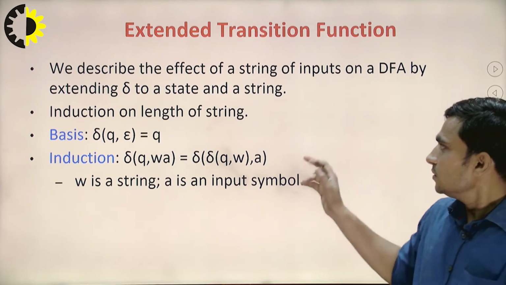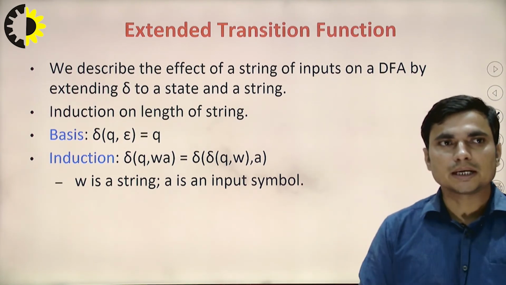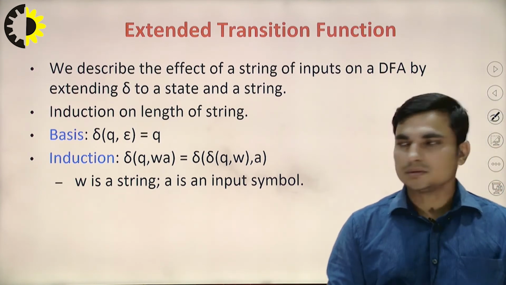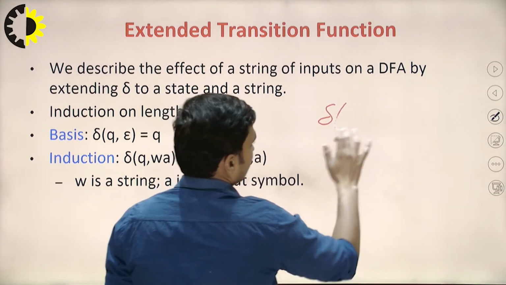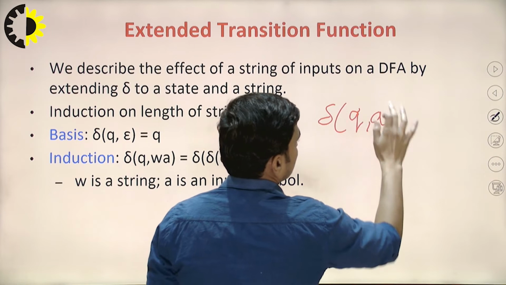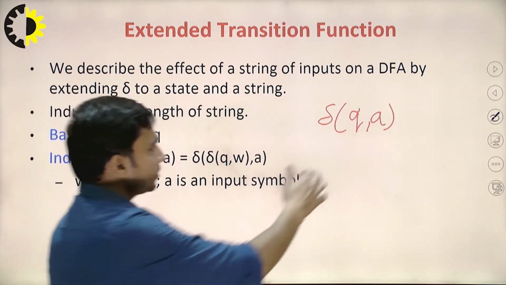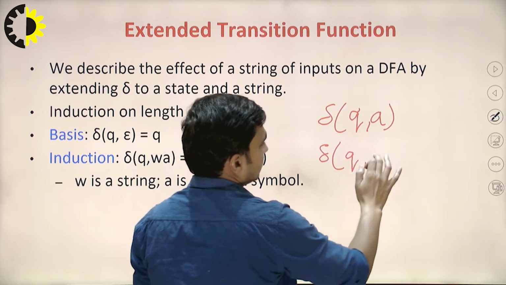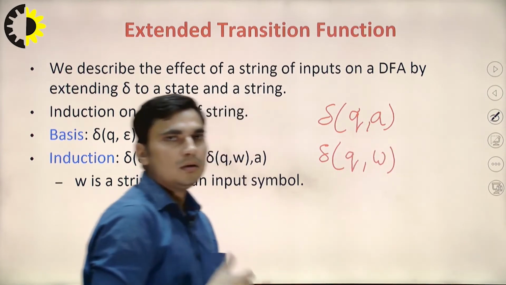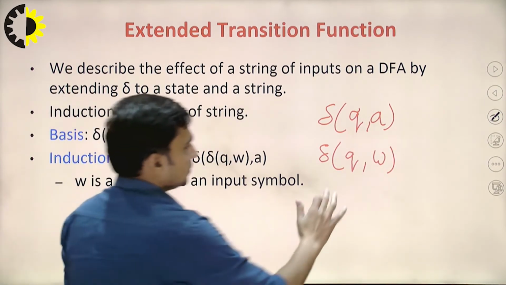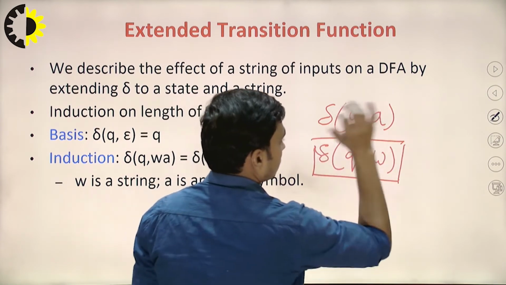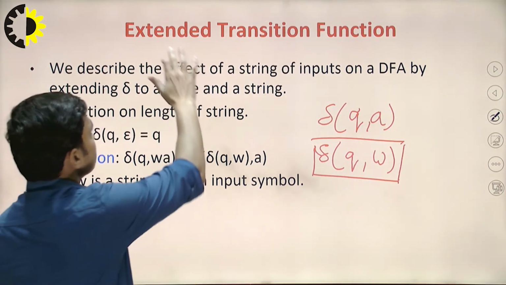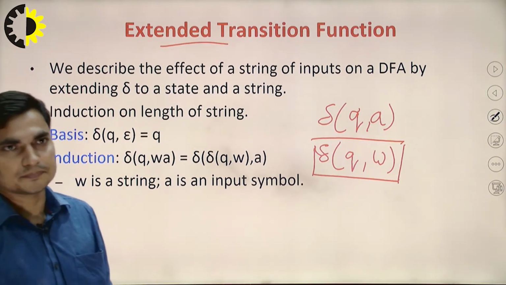Now the transition function. We can just extend that transition function, and the extension of transition function means that let's suppose we are having a transition function at Q for input A, okay, and if we are putting here a string which is having more than one symbol, then that transition function, in certain books or certain study materials, is represented as the extended transition function, okay.